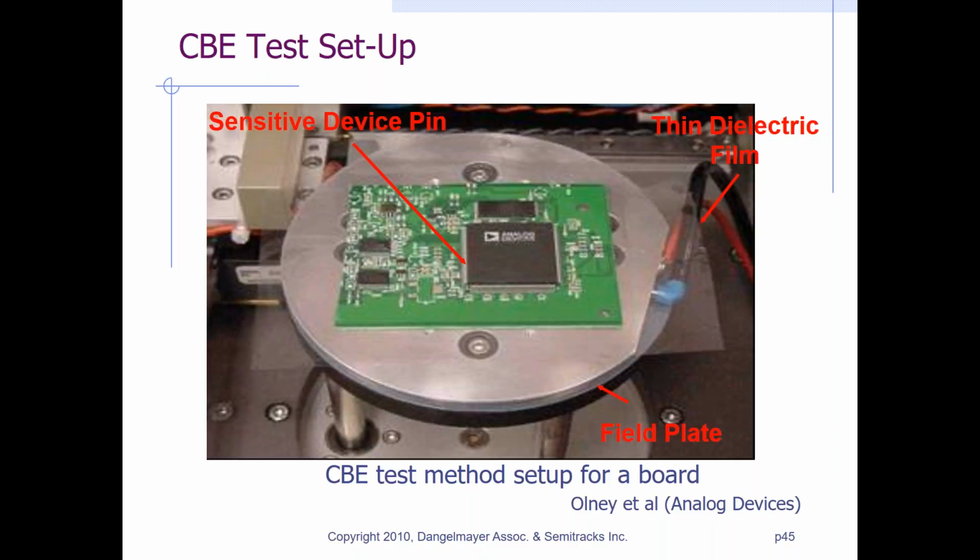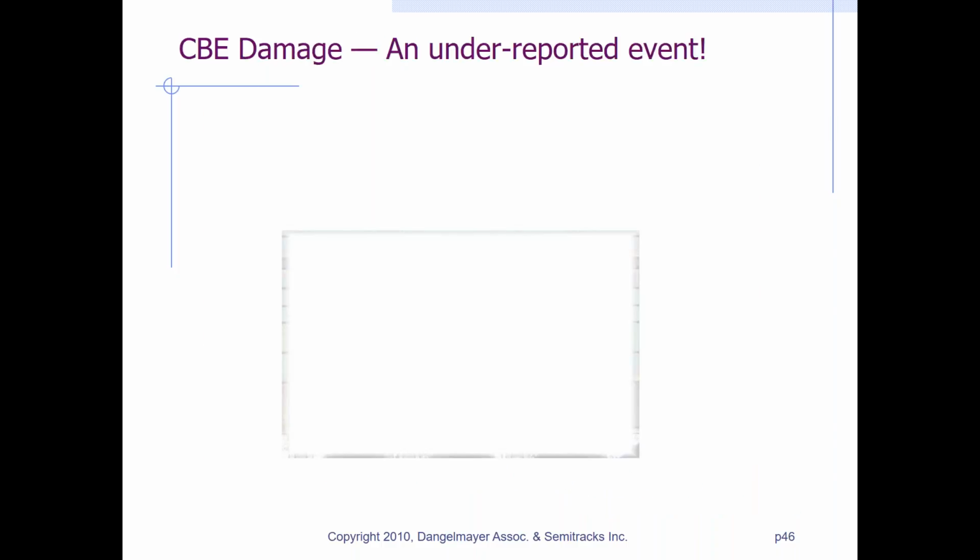Testing has been done to show that this can indeed happen by repurposing a charge device model simulator to test boards. This is work that was done by our friends at Analog Devices. You can see there's a sensitive pin that was known to be failing in the customer assembly operation, and so a test was done to see if they could reproduce it. Next slide, please.